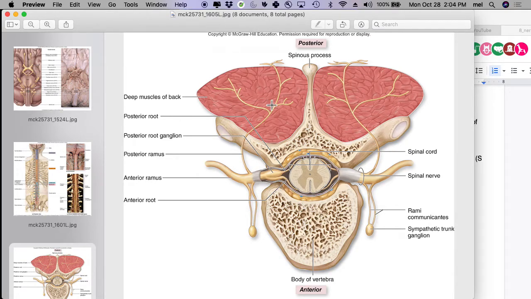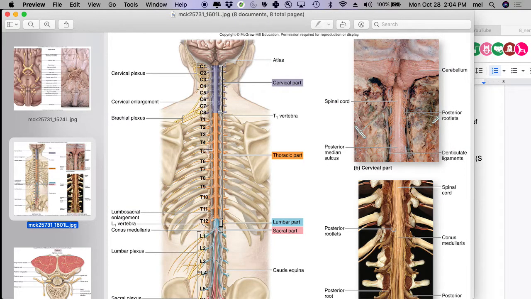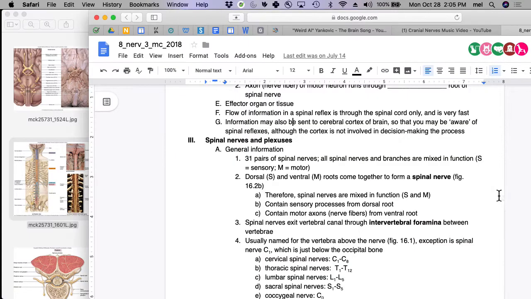We don't do a whole lot with the posterior ramus simply because the anterior ramus is going to innervate everything anterior to the spinal cord, which includes your limbs, right? And almost all the muscles that you learn will be innervated by this anterior ramus. Does that make sense? So when you look at this picture, the spinal nerves it's actually showing are only the anterior rami of the spinal nerves. Posterior rami were cut off with this particular picture. Does that make sense? And they don't form plexuses because there's not a whole lot going on with them.